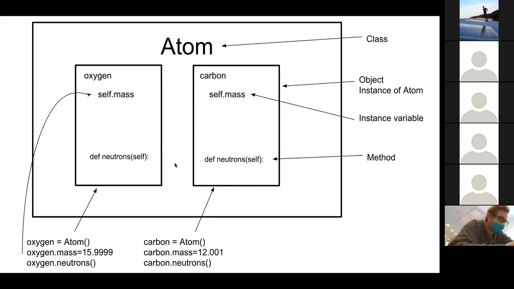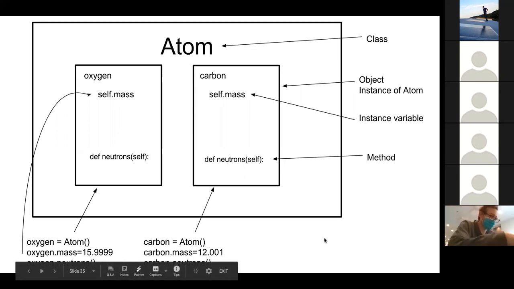Now, another thing that we have associated with every object is methods. All objects within the same class, i.e. all atoms, have the same set of methods, and we can call those methods. So we have a neutrons method, and we show it, and it works in any of the atoms, including the oxygen and the carbon atom.